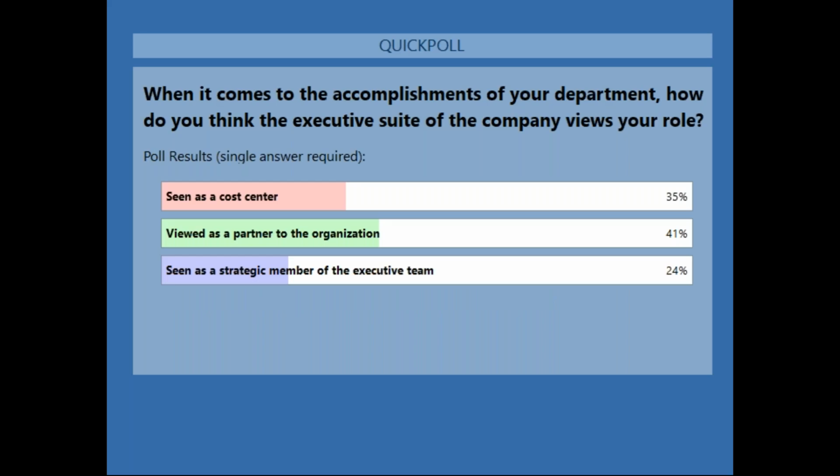So, okay, 41%, Scott, you can see there, viewed as a partner to the organization. That's good to know. Good to see. Seen as a cost center, 35%, not surprising to me personally. And seen as a strategic member of the executive team, 24%. So that's great, too. Thank you, everyone, again. And back to you, Scott.